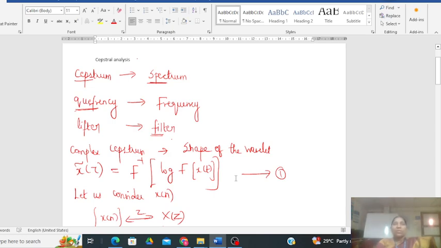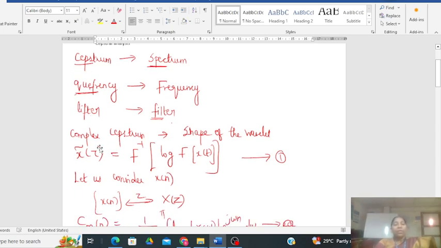So actually, what is the name called Cepstrum? It is derived from spectrum only. When you reverse the first four letters of spectrum, you get Cepstrum. Like that, in the case of frequency, when you reverse the first four letters, it becomes Quefrency. Then, filter: when you reverse the first three letters, it becomes lifter.